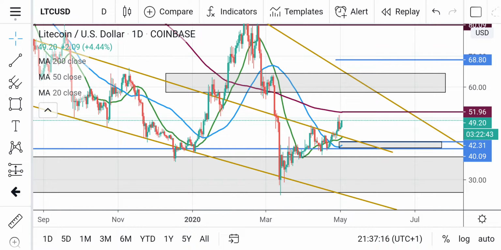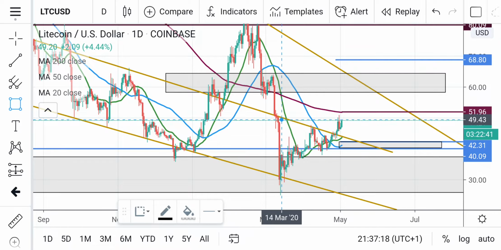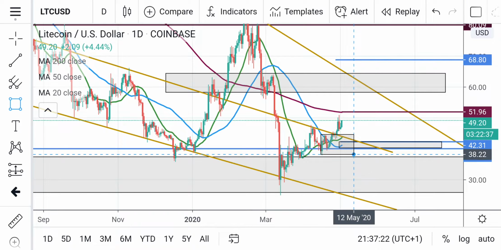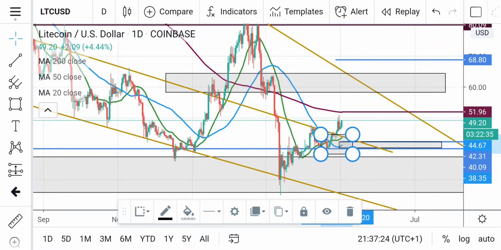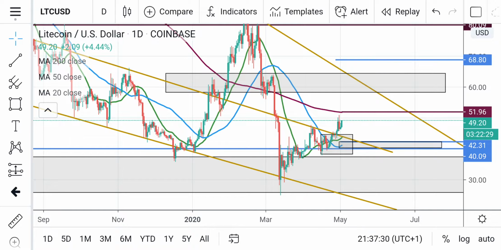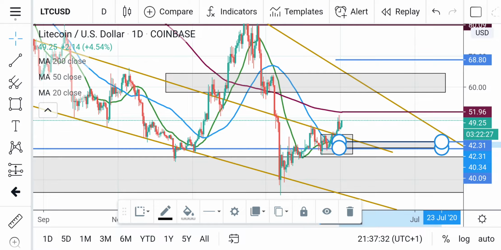This is the zone over here. Let me highlight it with this. This is where the zone starts from. You can see it with this box over here. That's the zone, and price is trading above it. The price currently is in a strong uptrend.